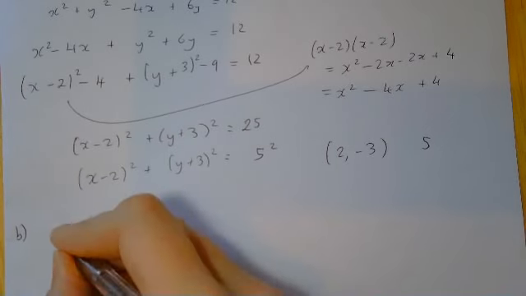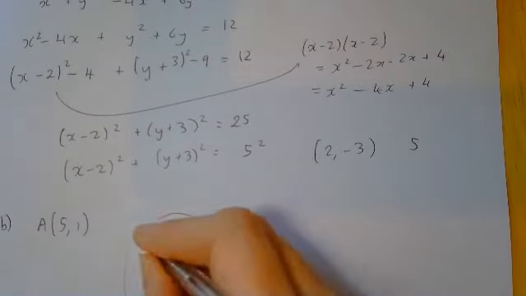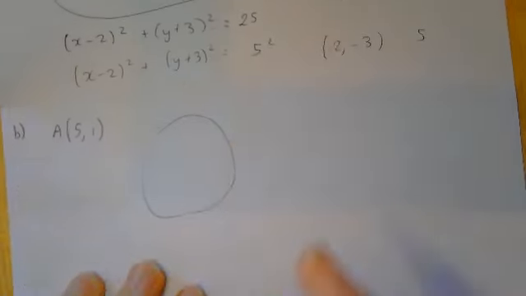Right, B. Find the equation of the tangent to C at point A. What's A? Oh, A is 5, 1. So, find the equation of the tangent to C at the point A. Give your answer in the required form.